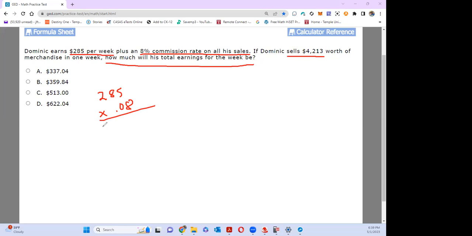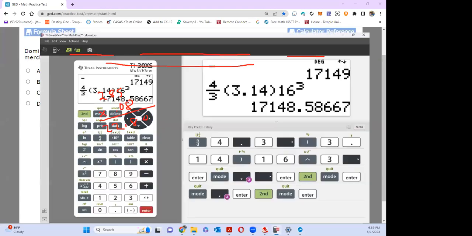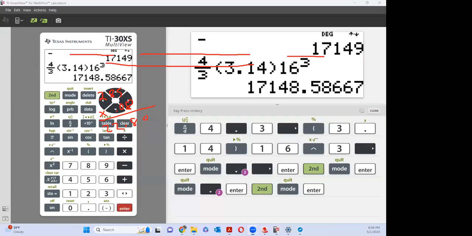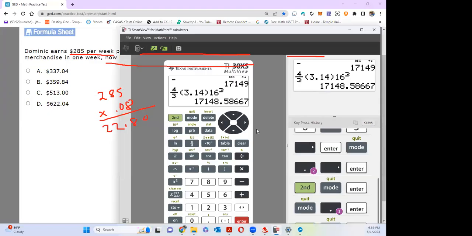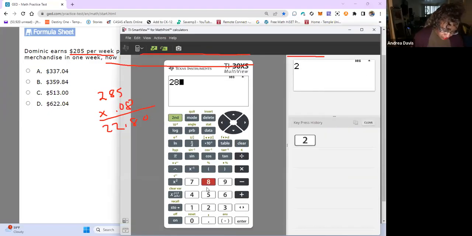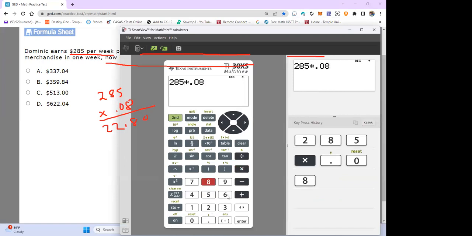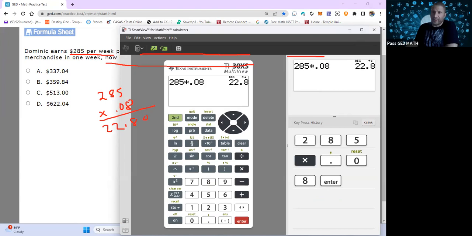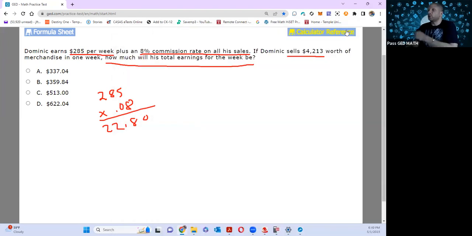Sure about that? It's 22.8, so it's still 80 cents, right? Let me ask you a question. Why did you multiply 285 times 0.08? Or why'd you multiply by 8%?